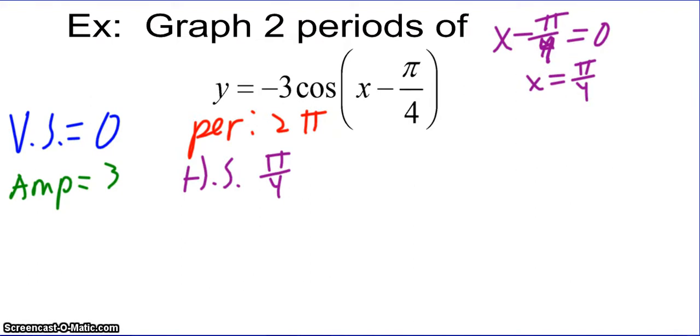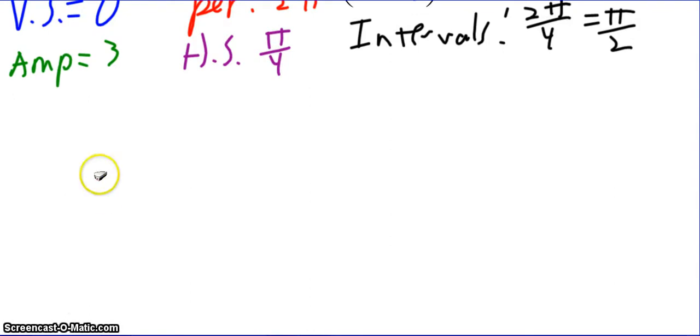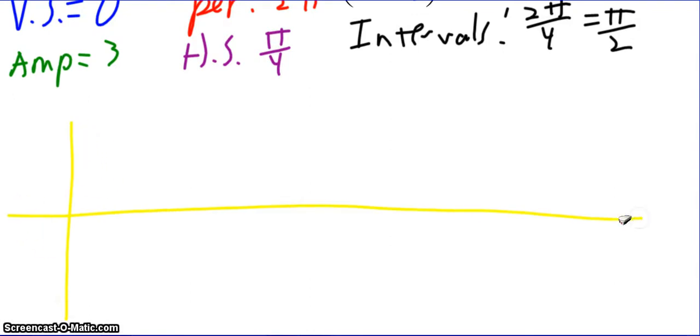The intervals are the period divided by 4. So if I do 2 pi divided by 4, that's pi halves. Okay, so I've got everything I need. So I draw my axis again. I know it's based on the x-axis since there was no vertical shift. And now I'm going to start at pi fourths. So 1, 2, 3, 4, 5.